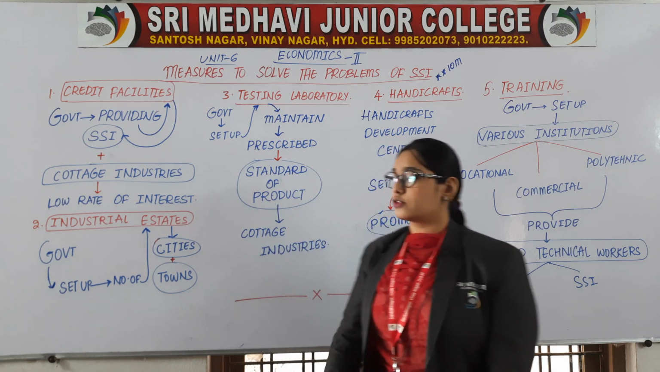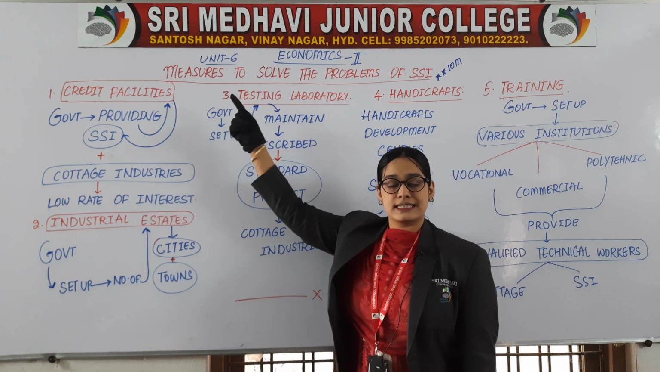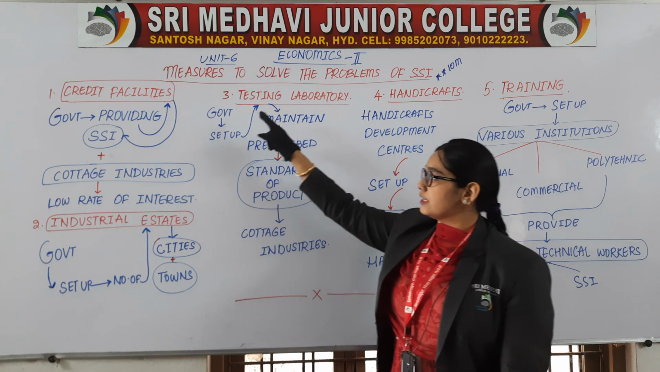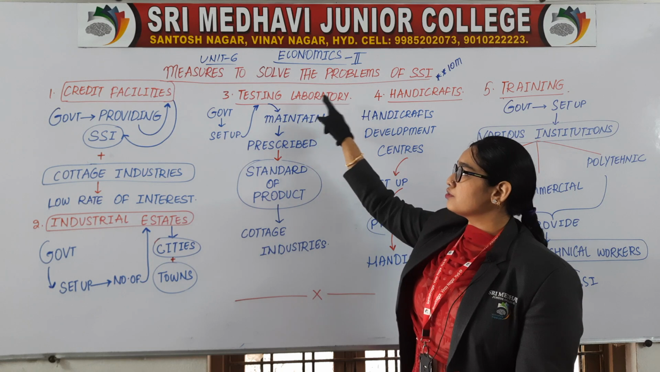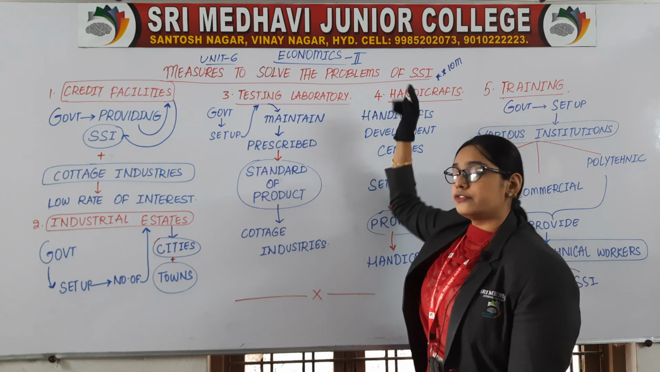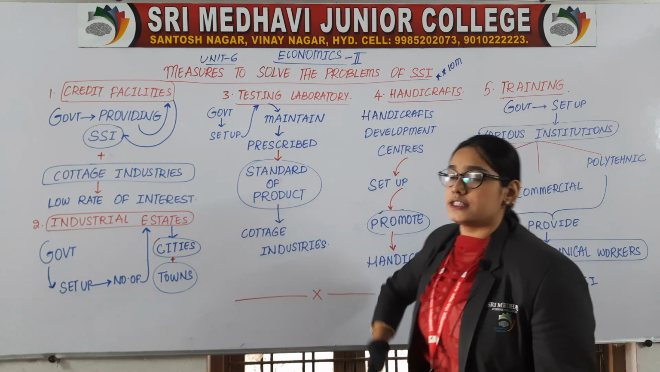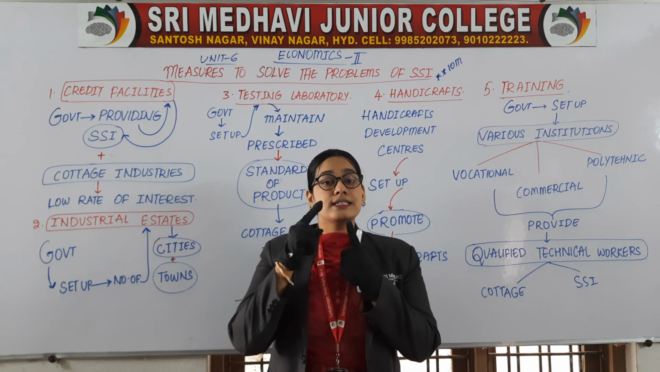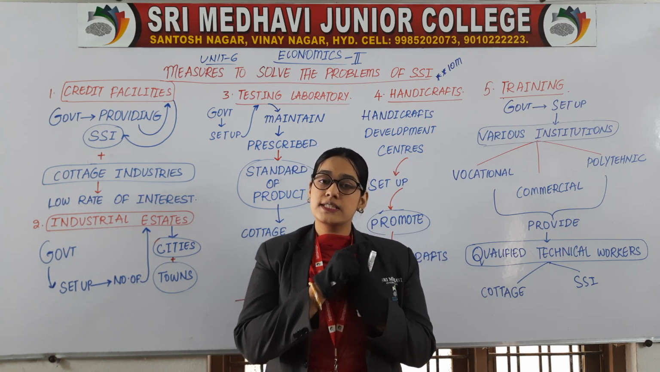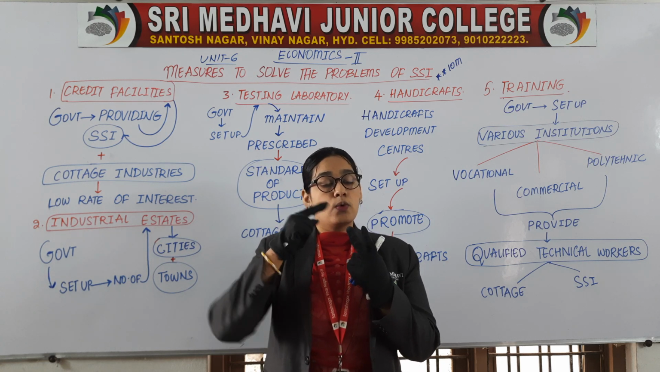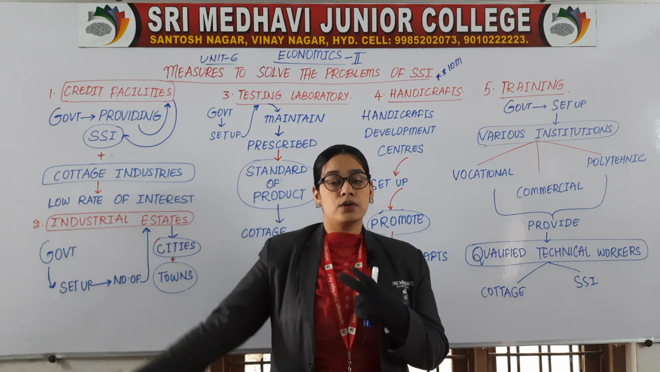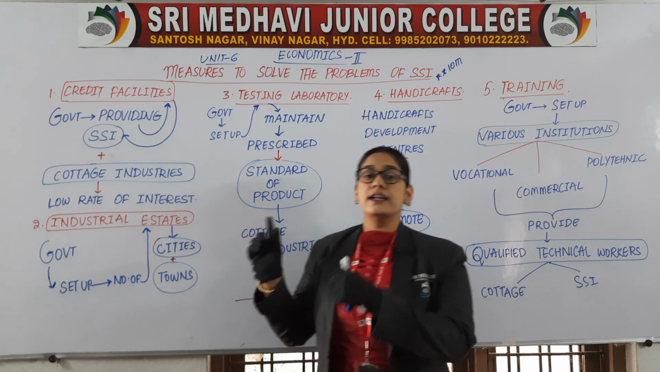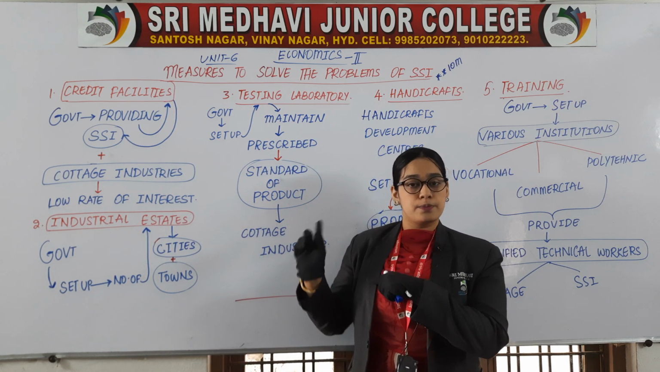Today's topic is also from unit number 6, that is industrial sector. Today's topic is about measures to solve the problem of small scale industries. In the last classes we have discussed what is the importance of small scale industry, then what are the problems which small scale industries are facing, and today we are going to provide solutions to that problem.